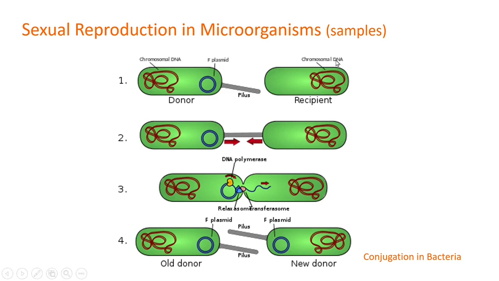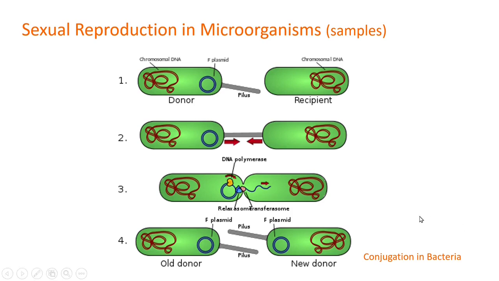So you can see here that the bacteria on the right has a different genetic constitution compared with the bacteria on the left. There's a blue and red DNA over here, whereas the bacteria on the right only has the red. With the use of the pilus and the replication of DNA, the replicated DNA will be transferred to the bacteria on the right, thereby recombining or producing a new combination for the bacteria on the right. So this is what we call sexual reproduction in microorganisms.